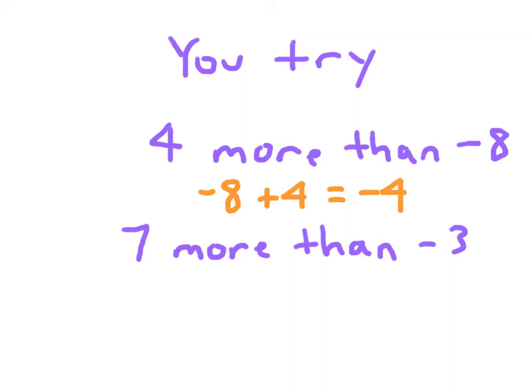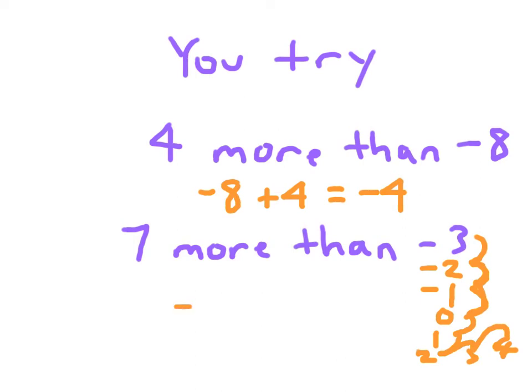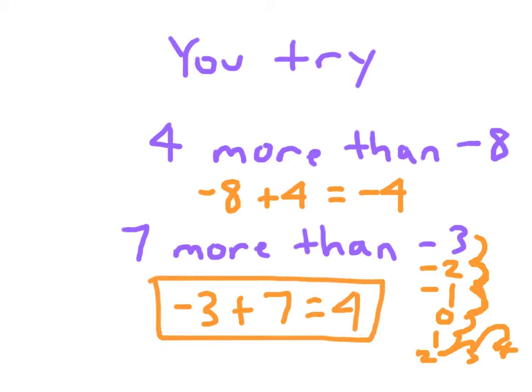7 more than -3. And I'll show you another approach that sometimes I'll take to explain this. I start counting up from -3: -2, -1, 0. That's 1, 2, 3. And then it's 1, I run out of room again, 2, 3, and 4. So that's 1, 2, 3, 4, 5, 6, and 7. That's why that there is 4. -3 plus 7 does equal 4. Those are those number sentences that go with those words.